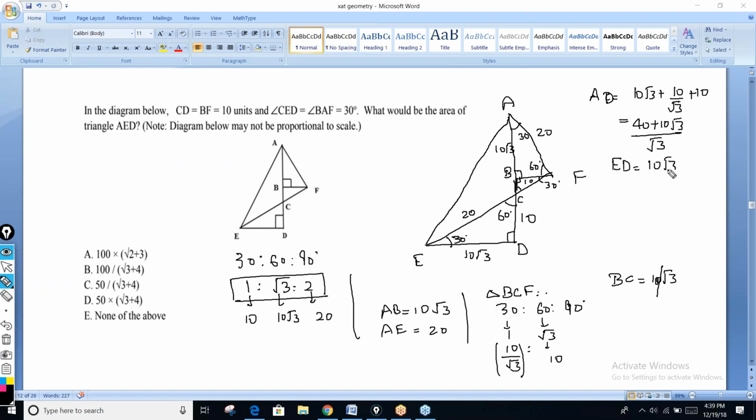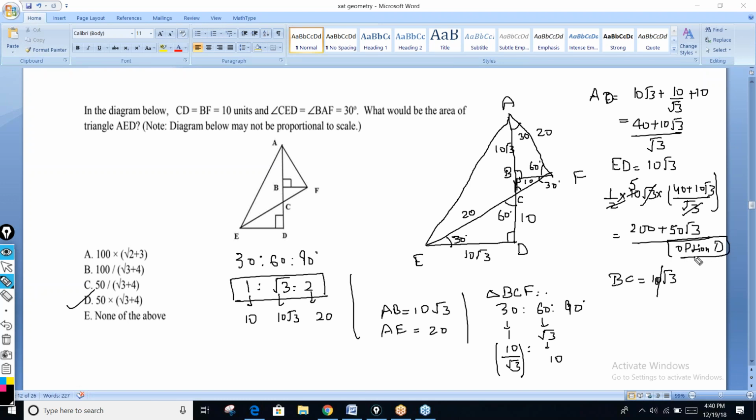So what is the area? Area is half base into height. The height is 40 plus 10 root 3 upon root 3. That root 3 will cancel out, that is 5. So what is the area? Area is 200 plus 50 root 3. So what would be the area of triangle AED? That is 200 plus 50 root 3. So 200 plus 50 root 3, that is option D.